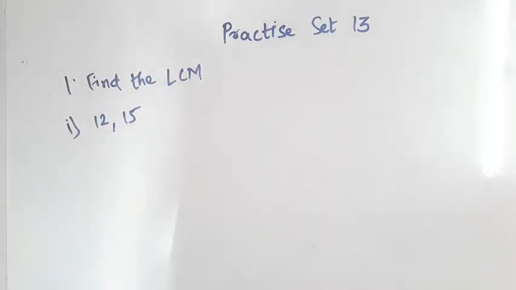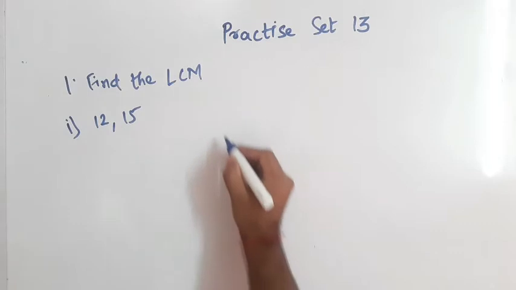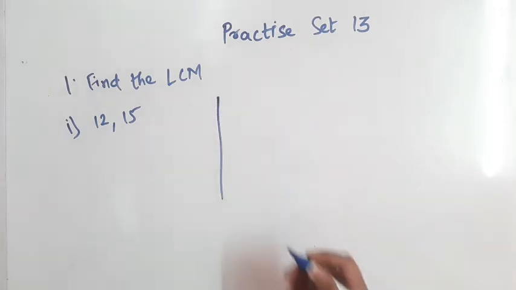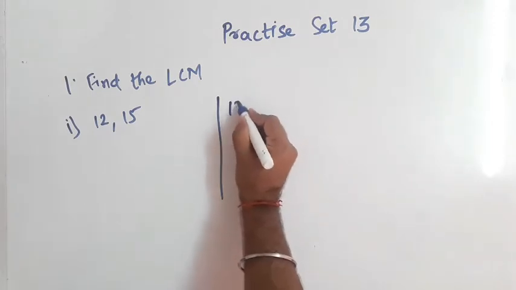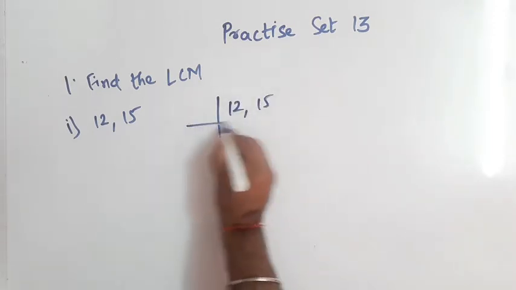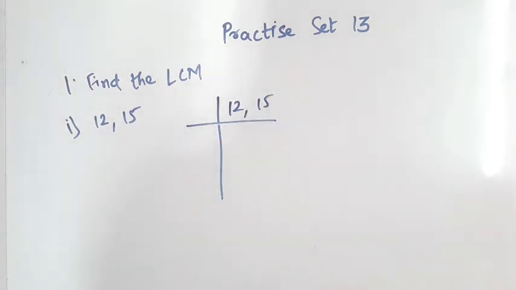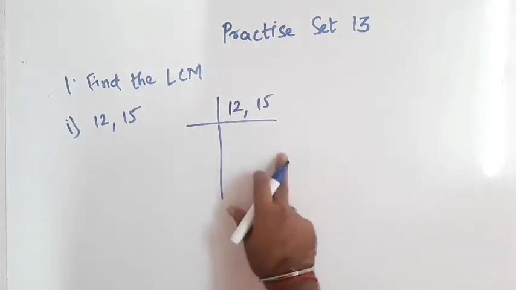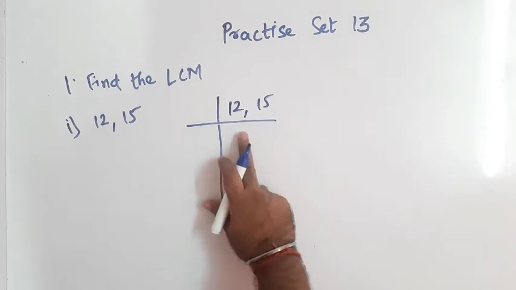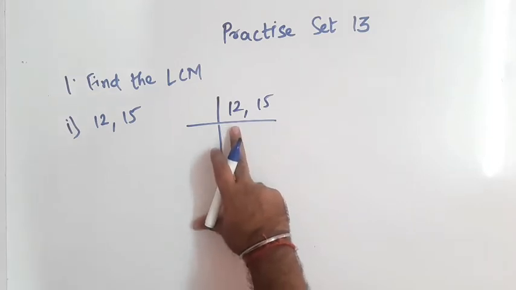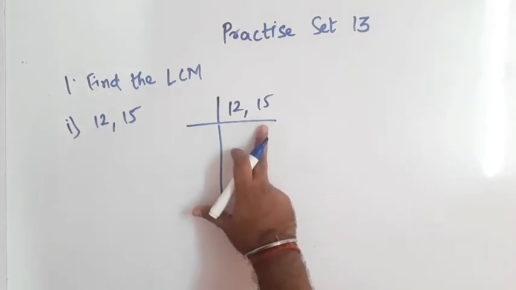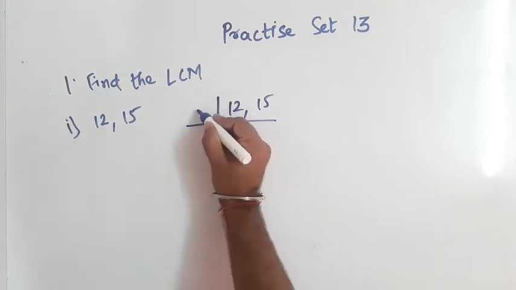Everyone, today we'll be learning how to find the LCM. Two numbers, 12 and 15, are given. Vertically you have to arrange them: 12, 15. Take the least prime number which is divisible by both. 2 is divisible into 12 but not into 15, so we will take 2.